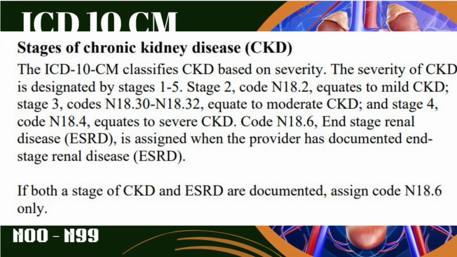You assign end-stage renal disease, ESRD, N18.6 when the provider has documented it. When the doctor documents chronic kidney disease, CKD, and ESRD, end-stage renal disease, you will be assigning code N18.6 only. You will not be coding CKD separately and ESRD separately. No. ESRD is a CKD which is in this end stage.